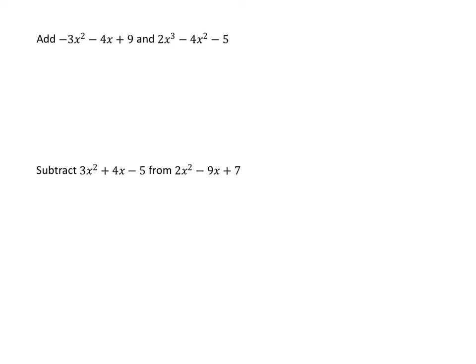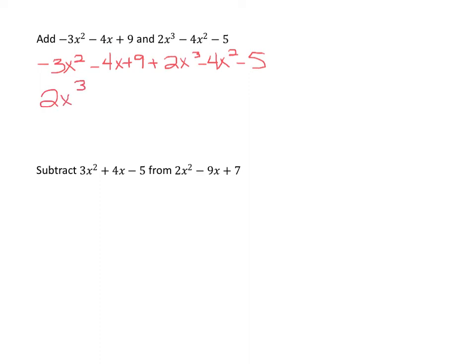Adding polynomials is pretty simple. We're going to take this polynomial, and we're going to add it to this polynomial. So we're dealing with the same thing of combining like terms. First, I look for the highest degree of x. Here's an x cubed. That would be the highest degree. And there are no other terms, so 2x cubed goes first.